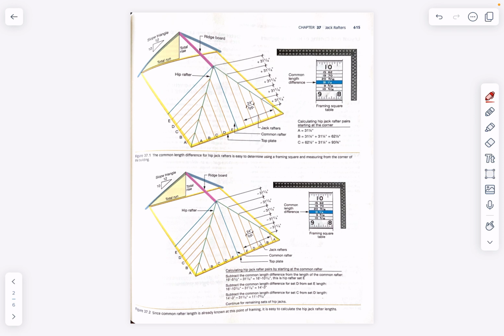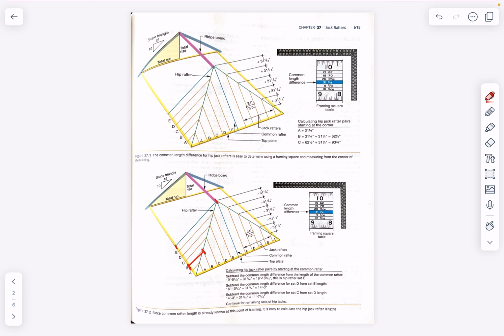The jack rafters go from your top plate, similar to the common, and they go up and connect to your hip. The only difference between a jack rafter and a common rafter is the point at which it connects. The common rafter connects to the ridge, whereas the jack rafter connects to the hip.